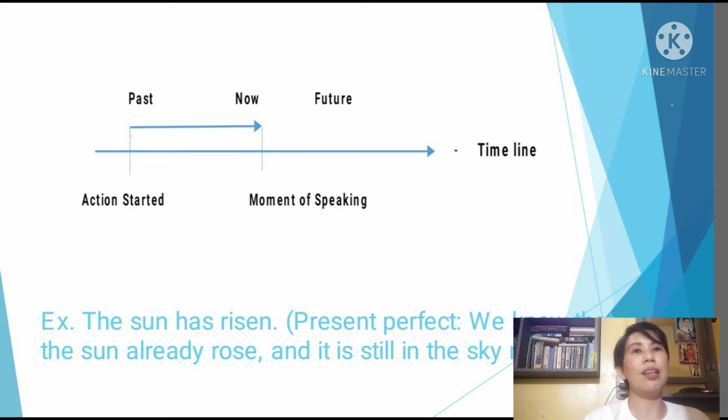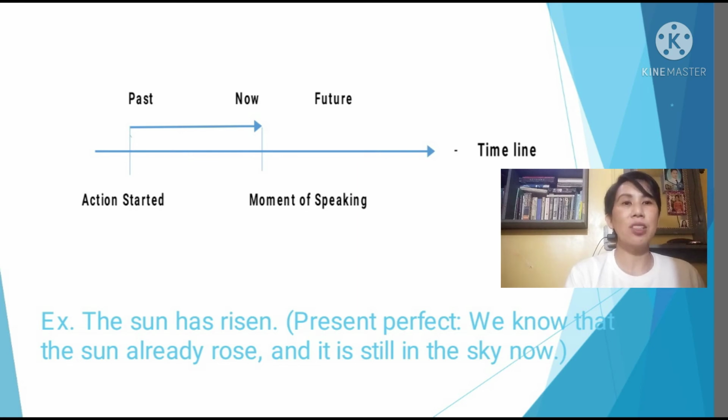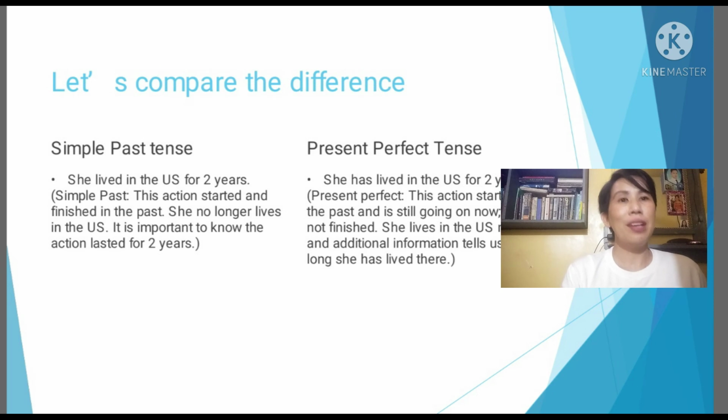So here's another example that I have provided. Okay, the sun has risen. So maybe the time now is 7 a.m. and the sun has risen at around 5:45 in the morning. Okay, we know that the sun already rose and it is still in the sky at this time that we are talking about it. Okay, so that is for the present perfect tense.